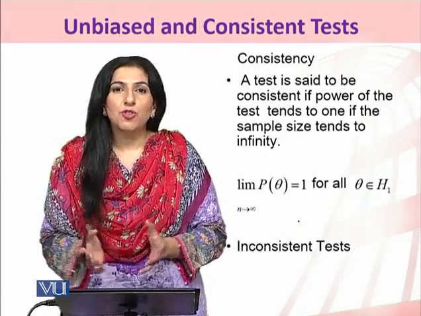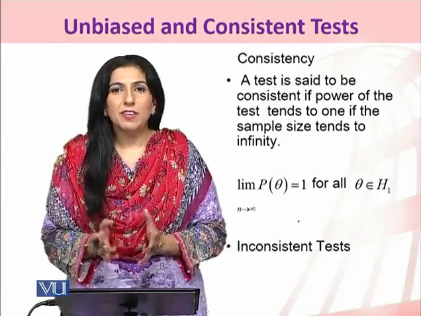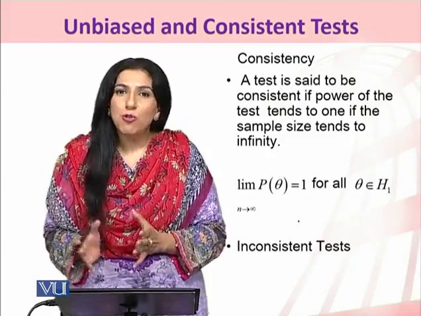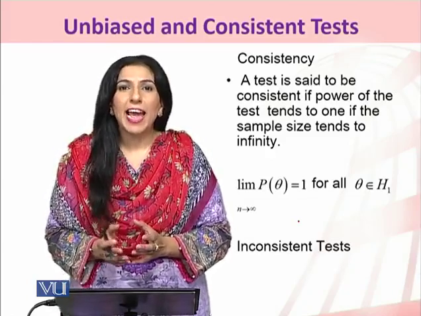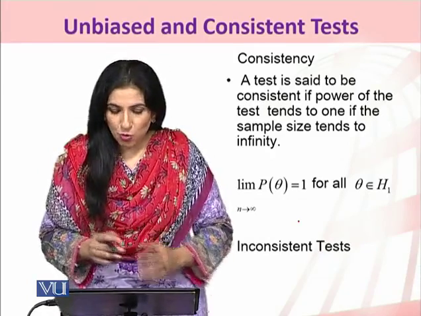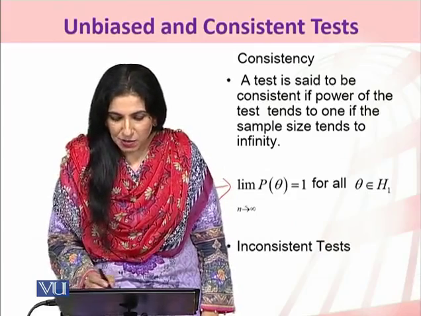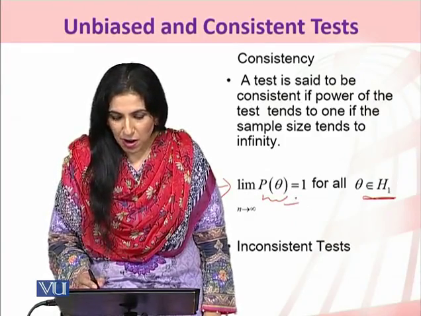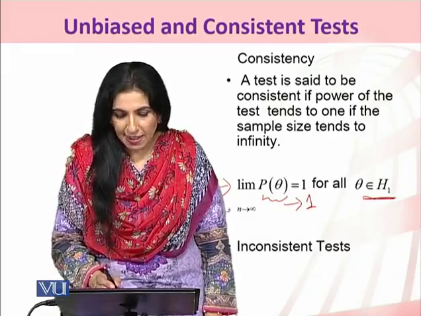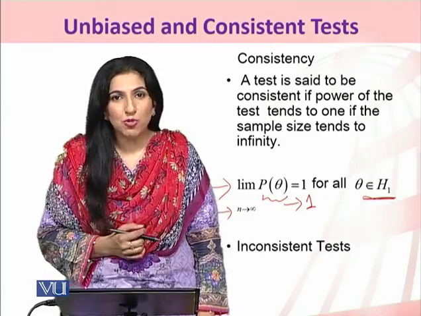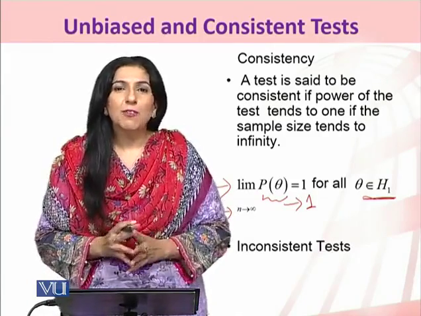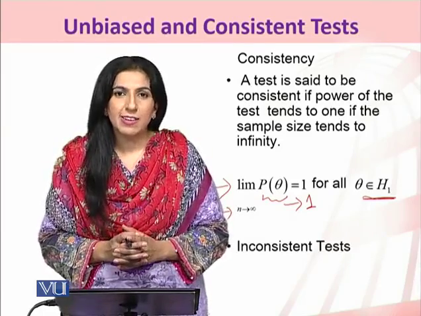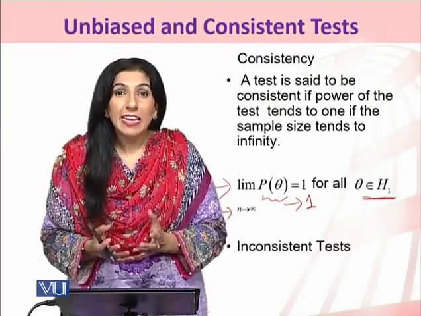The other property we are going to talk about is consistency. Now, my dear students, a test is known as a consistent test if the power of the test approaches 1 when we take the limit as n becomes indefinitely large. You are going to understand it through this equation. If you look at this equation, this is the power of the test. So for all possible alternatives, if this power approaches 1 when n approaches infinity, then those tests are known as consistent tests. But what if this equation is not true for certain tests? Then those tests are called inconsistent tests.